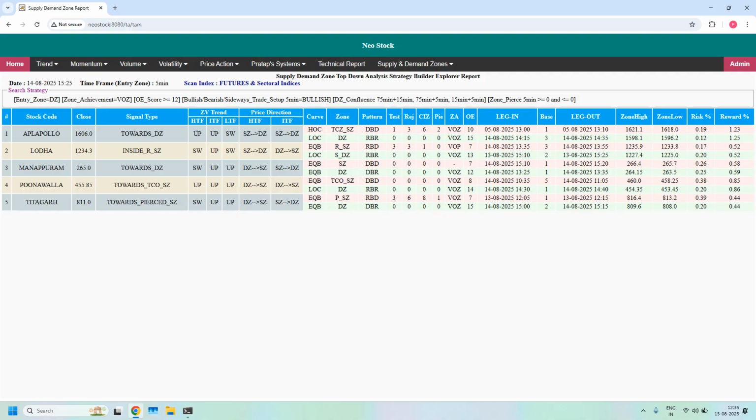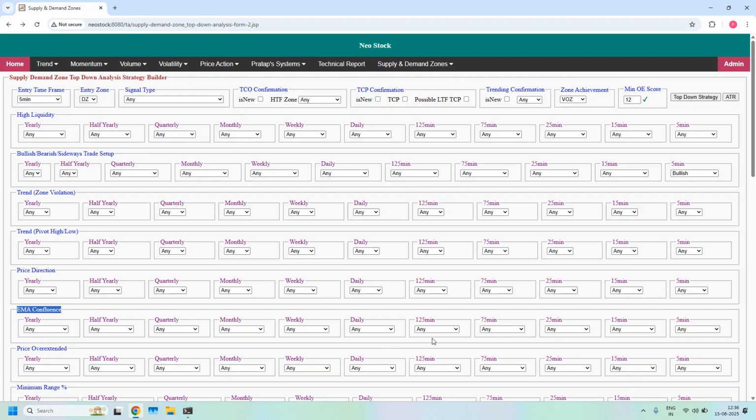And 75 minutes trend is up in only 2 stocks. Let's verify, out of these 2, whether any 75 minutes demand zone has daily EMA confluence. That is 75 minutes demand zone with daily EMA confluence. At the same time, trend on the 75 minutes should not be sideways. It should be uptrend because it is a bullish trade setup.